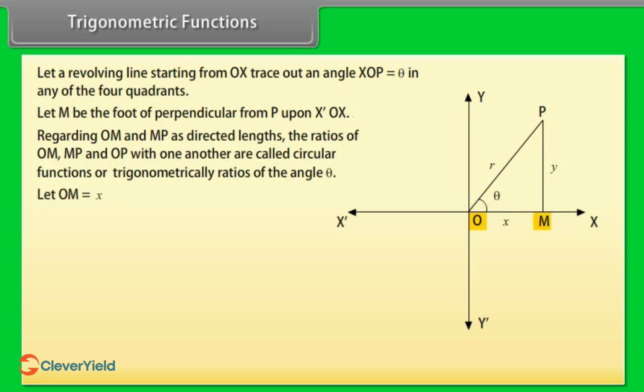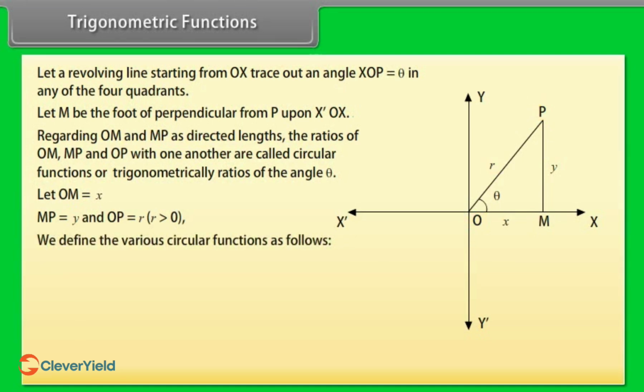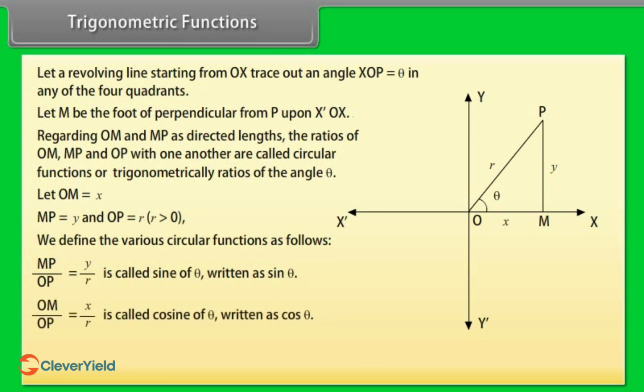Let OM equal x, MP equal y and OP equal r, where r is greater than 0. We define the various circular functions as follows. MP by OP is equal to y by r, called sine of theta, written as sin theta. OM by OP is equal to x by r, called cosine of theta, written as cos theta.